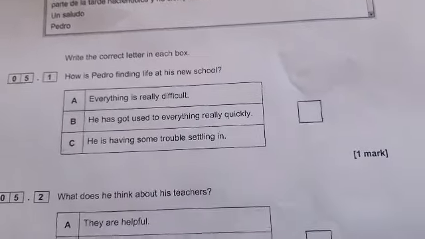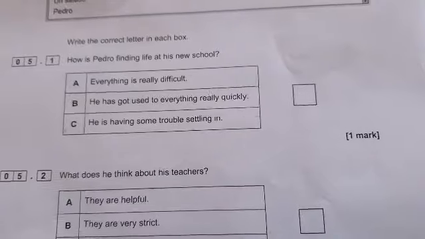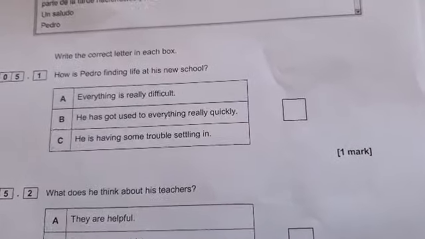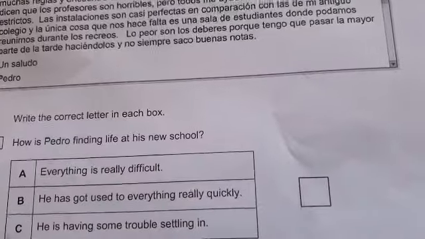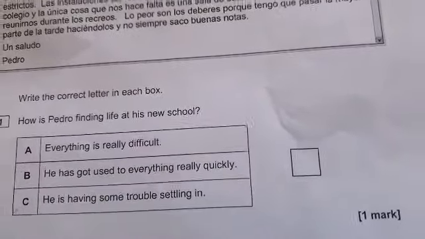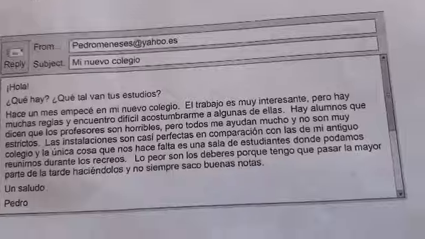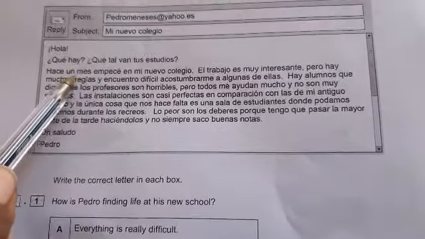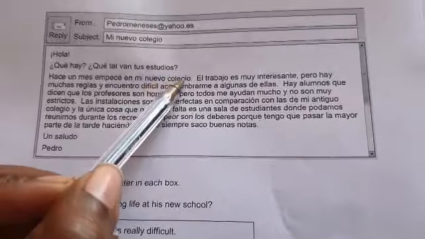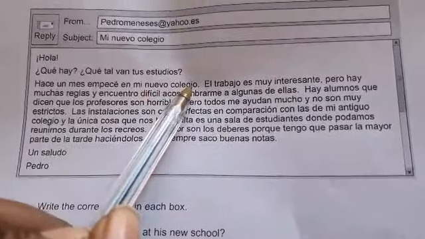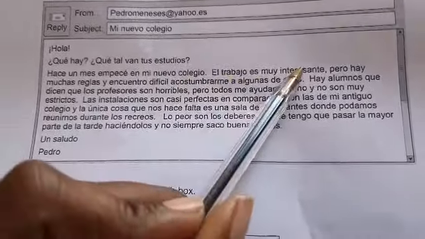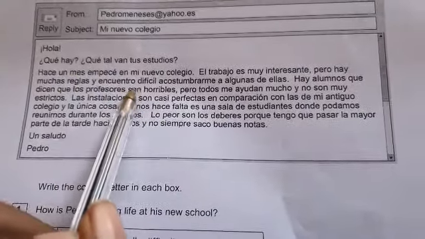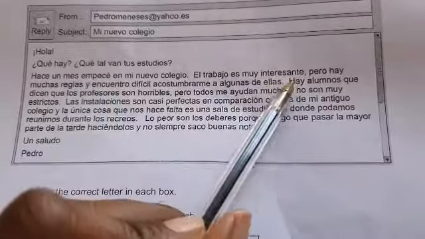Okay? Right. So the first question is asking you, how is Pedro finding life at school? Is it very difficult? Has he got used to everything very quickly, or is he having trouble settling in? So he starts off saying, where does he mention school? Mi nuevo colegio. Very good. Mentions my new school. The work is very interesting, but there are lots of rules. Y lo encuentro difícil de acostumbrarme a algunos de ellos.